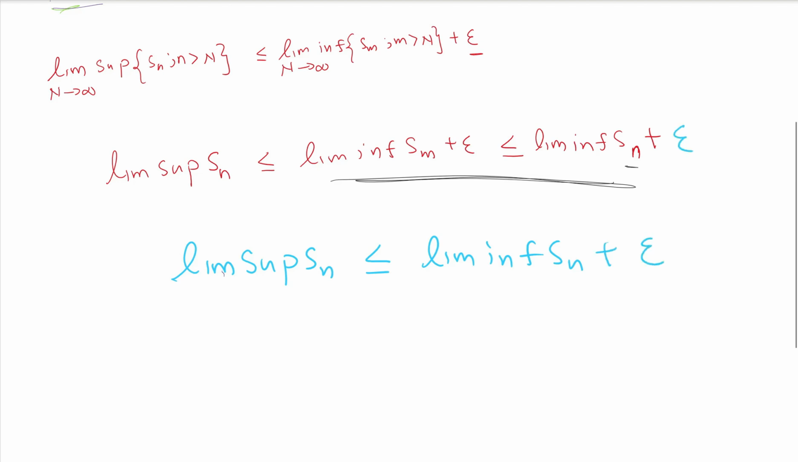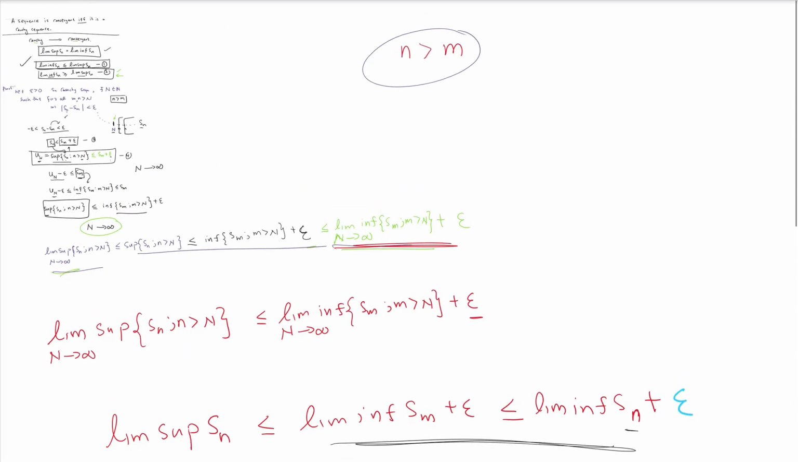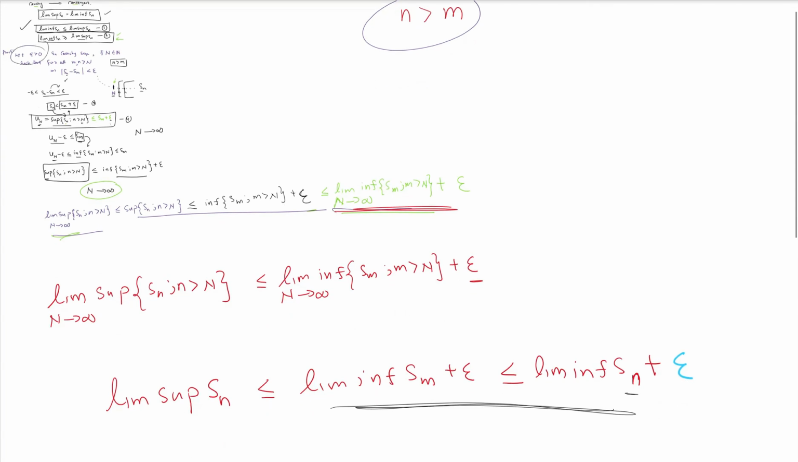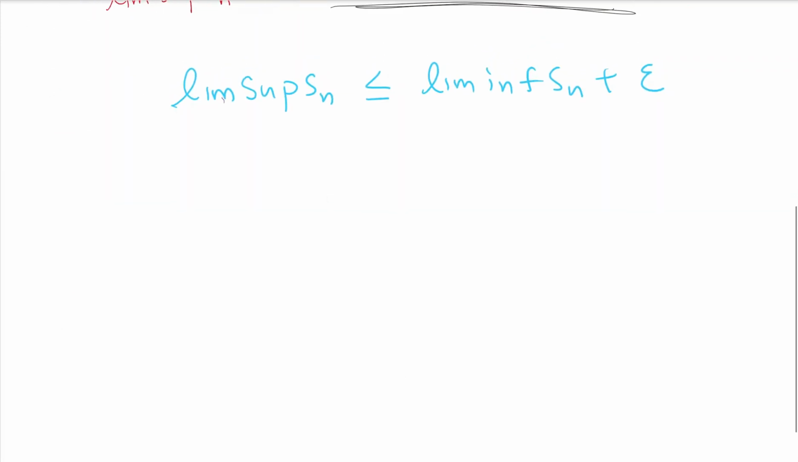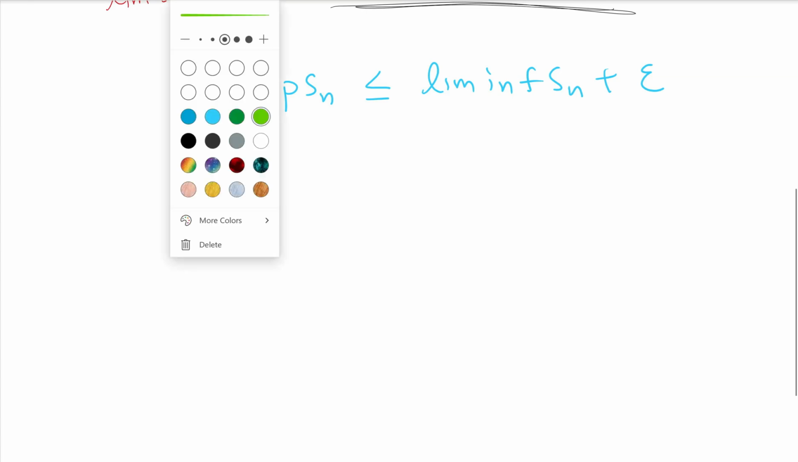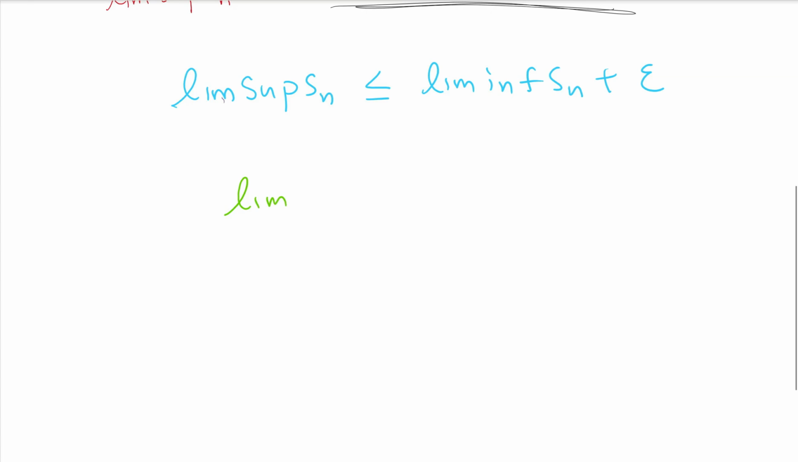Now we have one more step to go, which is easy. Trust me, we have to drop this epsilon. How can we drop this epsilon? Remember, this works for any epsilon. That's how we start the proof, right? Because the definition of Cauchy says let epsilon be greater than 0, which means any epsilon. So since this is valid for any epsilon, we can drop that epsilon and say limit superior is less than or equal to limit inferior.